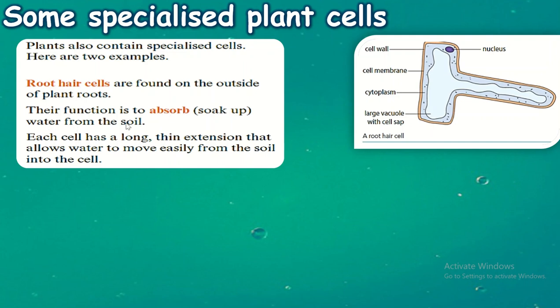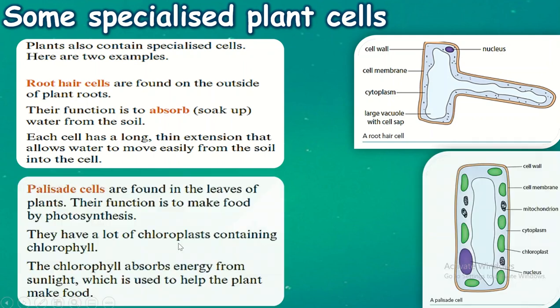They take water from the soil, and that water is used by the plant for making its food and other materials. Each cell has a long, thin extension that allows water to move easily from the soil into the cell. Now, with the help of this long extension, they take the water from the soil and then move the water to the other parts of the plant.